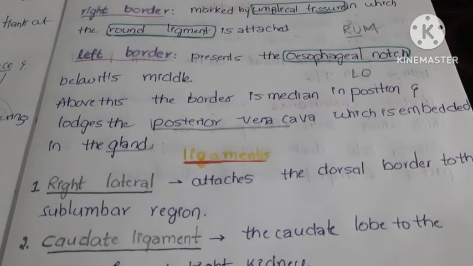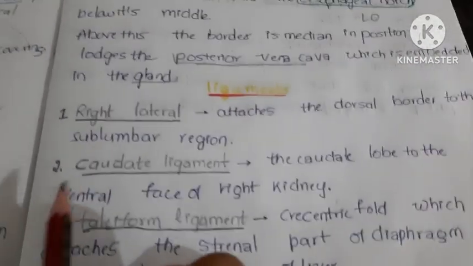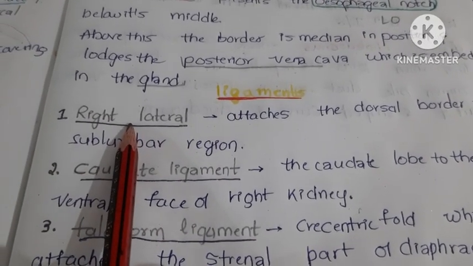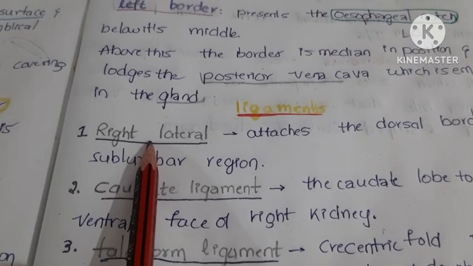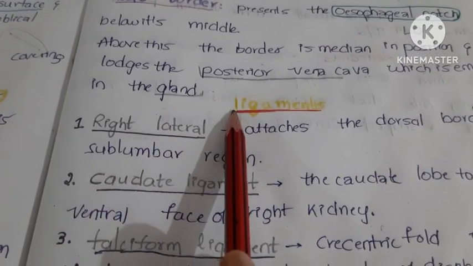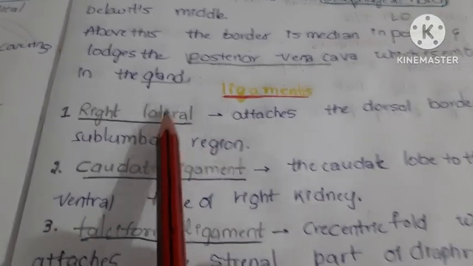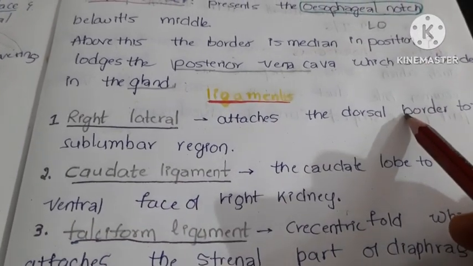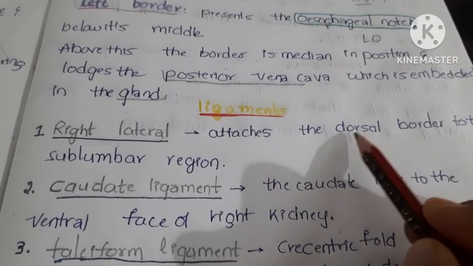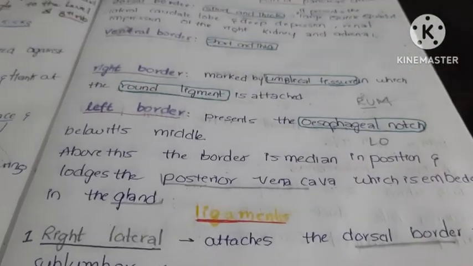Now we discuss the ligaments. The first ligament is the right lateral ligament. In cattle, the ox, there are 5 ligaments. The right lateral ligament is attached to the dorsal border and the sublumbar region.